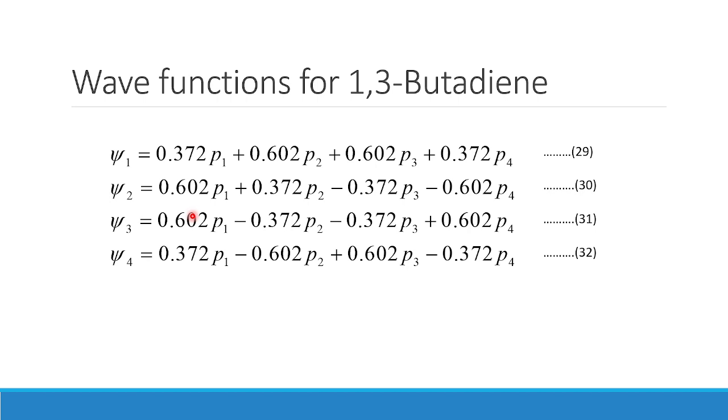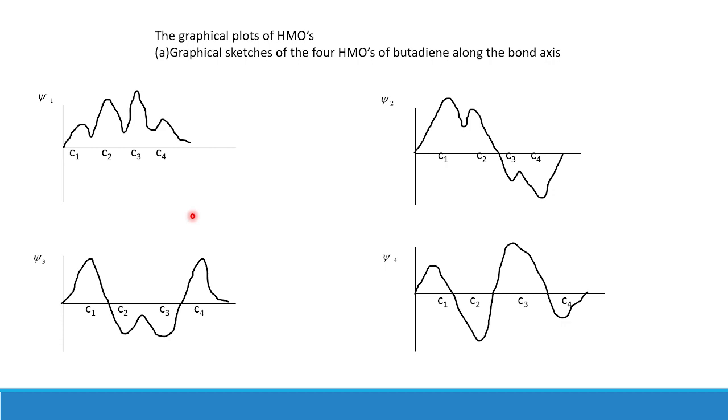So the graphical plots of these HMOs along the C1, C2, C3, C4 axis, and the sections of the three-dimensional shapes are shown in the figure. First of all, we take the graphical plot of these HMOs along the C1, C2, C3 and C4 axis. Here you can see that psi 1 was 0.372 P1 plus 0.602 P2 plus 0.602 P3 and plus 0.372 P4. So here the value was 0.372 P1, here 0.372 P4, here 0.602 P2 and here 0.602 P3. So in this way psi 1 may be represented.